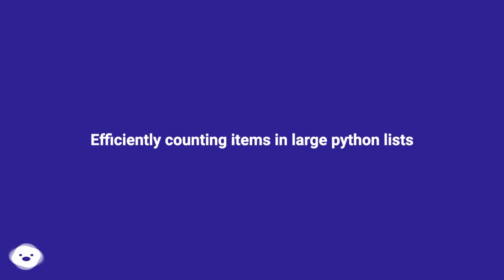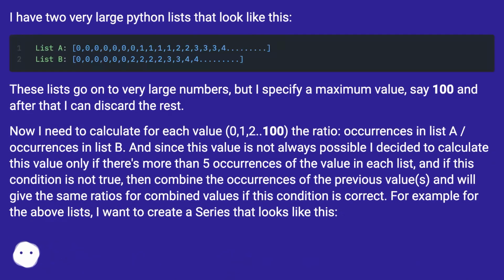Efficiently counting items in large Python lists. I have two very large Python lists that look like this.